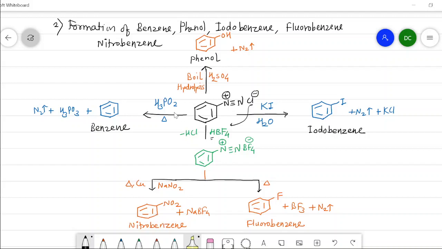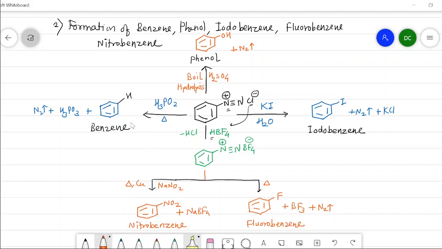Now see the reaction of benzene diazonium chloride with hypophosphorus acid. When it is heated, there is a replacement of the N2Cl group by hydrogen. Here there is an attachment of hydrogen in place of N2. This is the reduction of benzene diazonium chloride, and the hypophosphorus acid is converted into H3PO3, so it is the oxidized one.